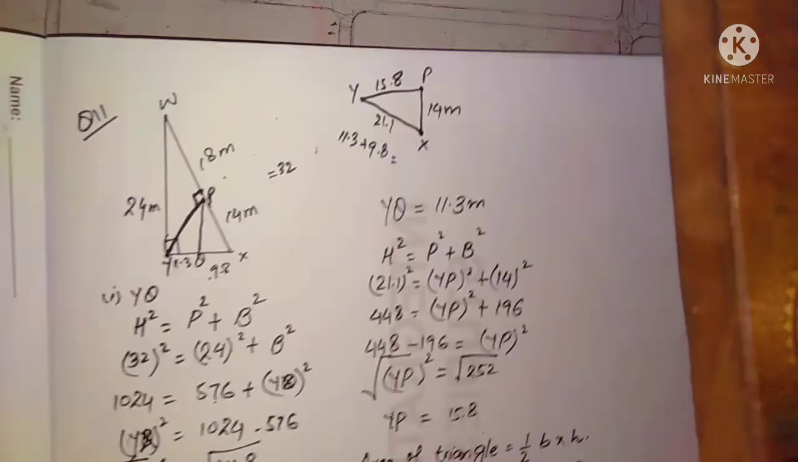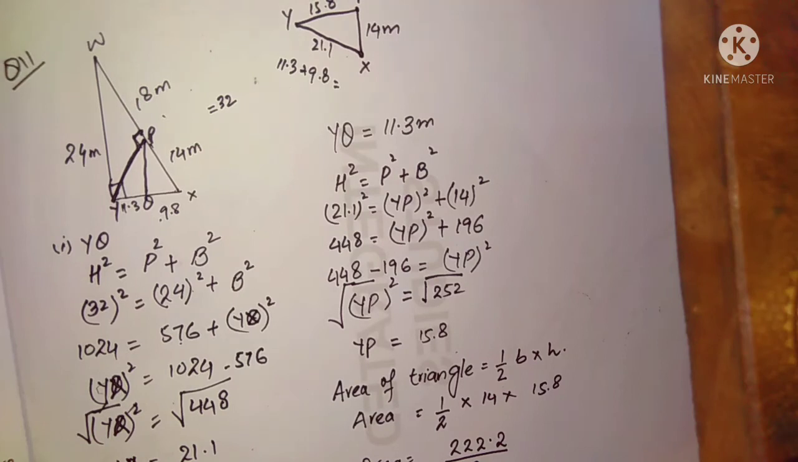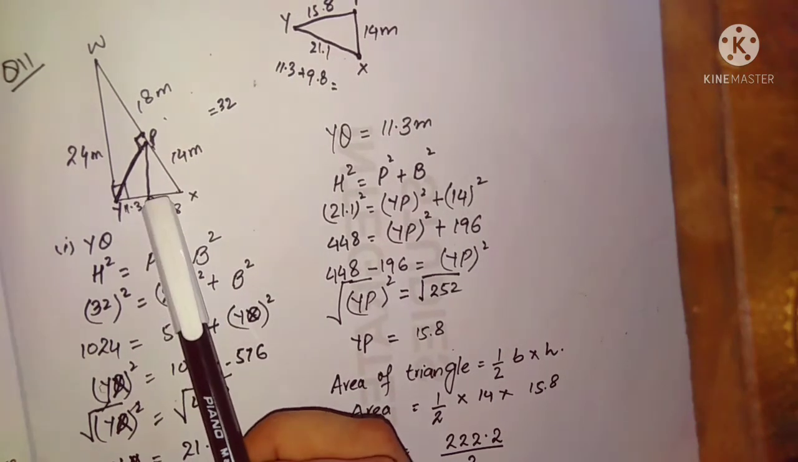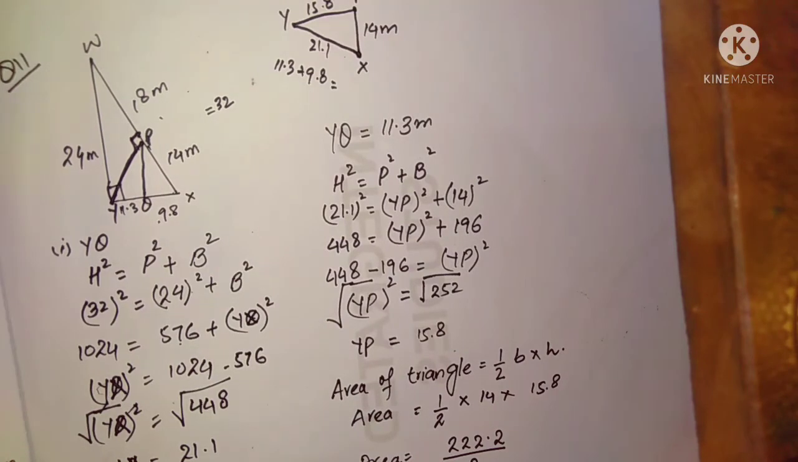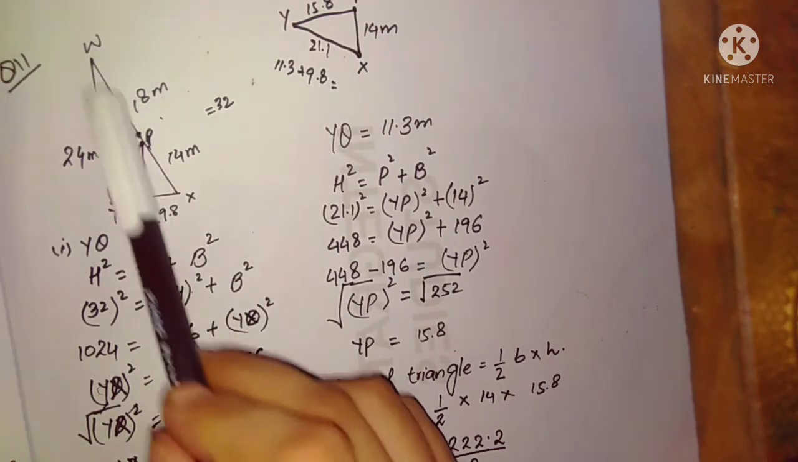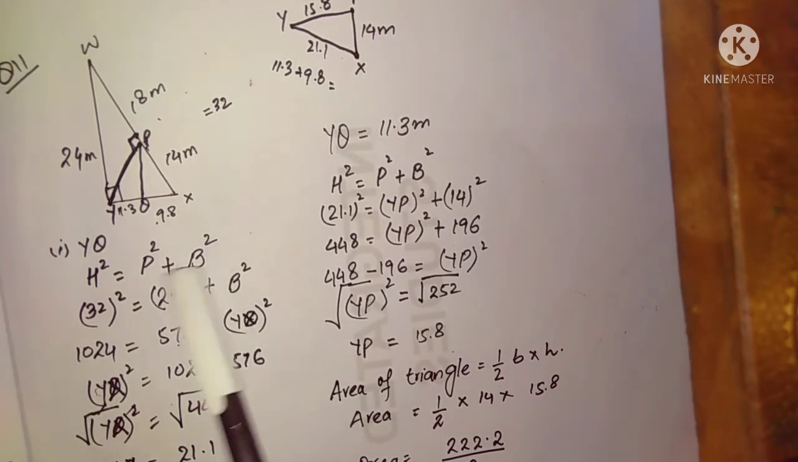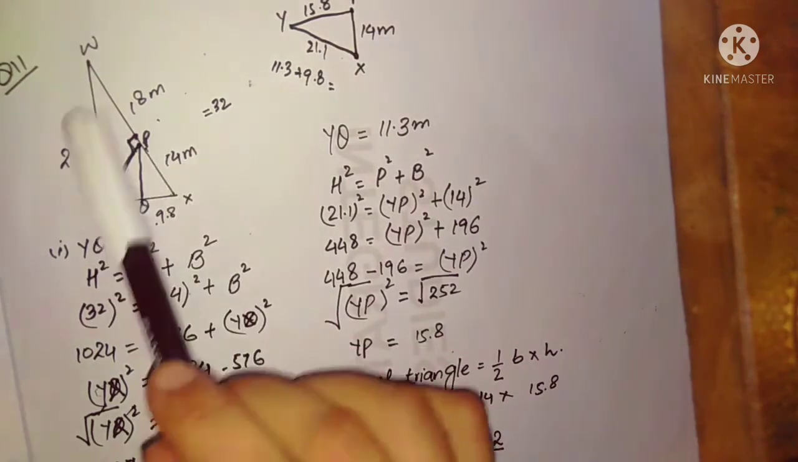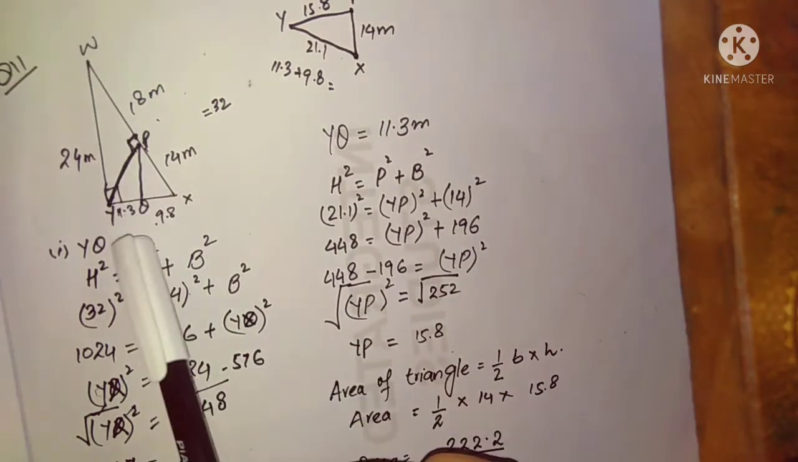Now let's have a look at what we have done in this question. In this question, basically we have to find out the length of YQ, and we have to find out the area of this triangle. So to find out the length of YQ, I will consider this whole right angle triangle. So I use the Pythagoras theorem. I consider this whole triangle. So this was the hypotenuse, this was the perpendicular, and this was the base.